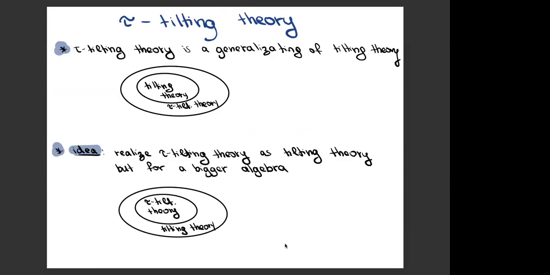And so, in summary, what we just talked about is tau tilting theory, again a generalization of tilting theory, because this tilting poset is a subposet of the support tau tilting poset. Perfect. And the idea I want to bring to you today, you can tell me if it's successful, is that I can realize the tau tilting theory of one algebra as actual tilting theory for a slightly bigger algebra, and the two are quite closely related. And so I can then view tau tilting theory as a special case of tilting theory, but for a slightly bigger algebra.